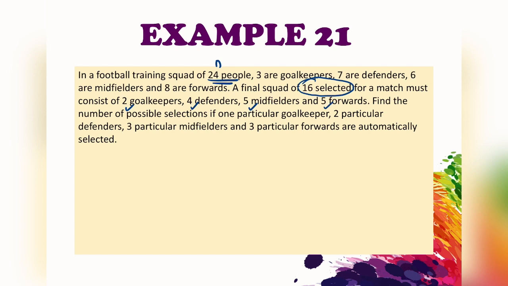Find the number of possible selections if one particular goalkeeper, 2 particular defenders, 3 particular midfielders, and 3 particular forwards are automatically selected. Now, let us just list all the things here. GK for goalkeeper, D for defender, midfielder MF, and forward as F.